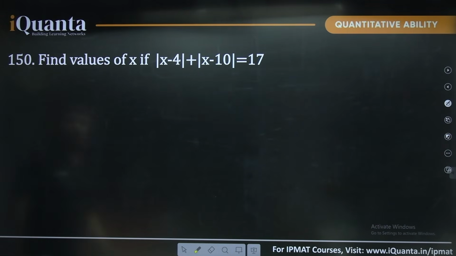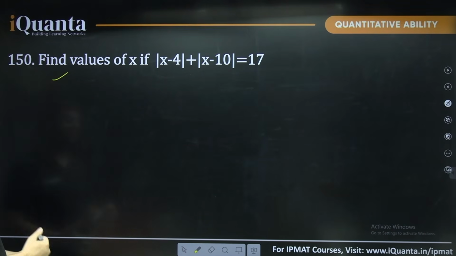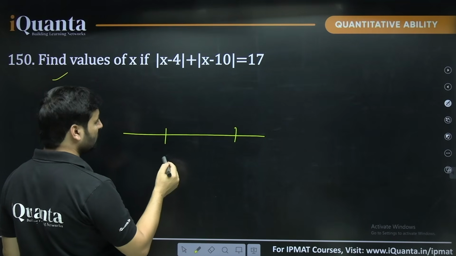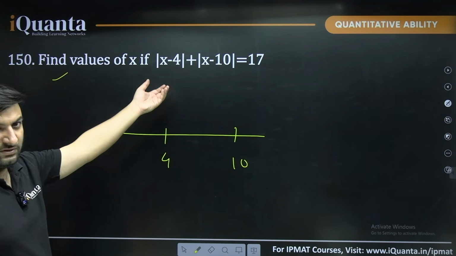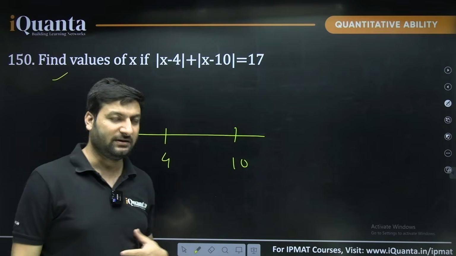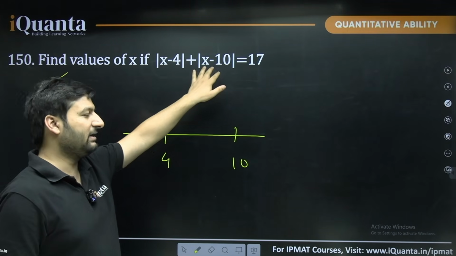Now let us try to solve this question. Find the values of x if mod x minus 4 plus mod x minus 10 equals 17, okay. That means there are 2 critical points here, yes or no, which are 4 and 10. When you say mod x minus 4, that is the distance between x and 4. When you say mod x minus 10, that is the distance between x and 10, okay. You want the sum of distances between x and 4 and x and 10 equal to 17.